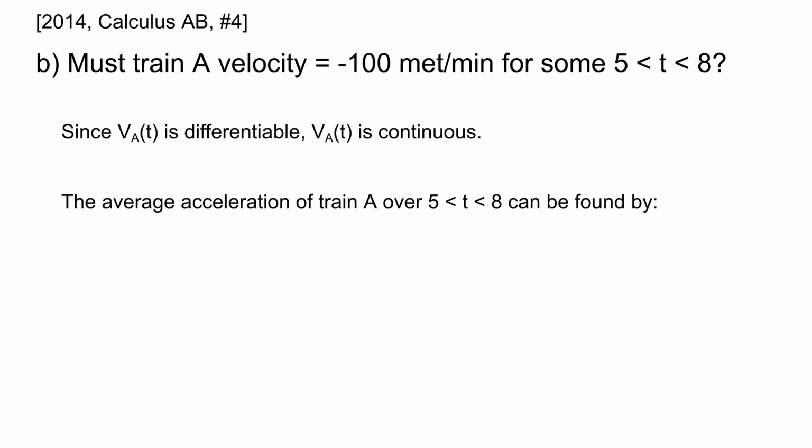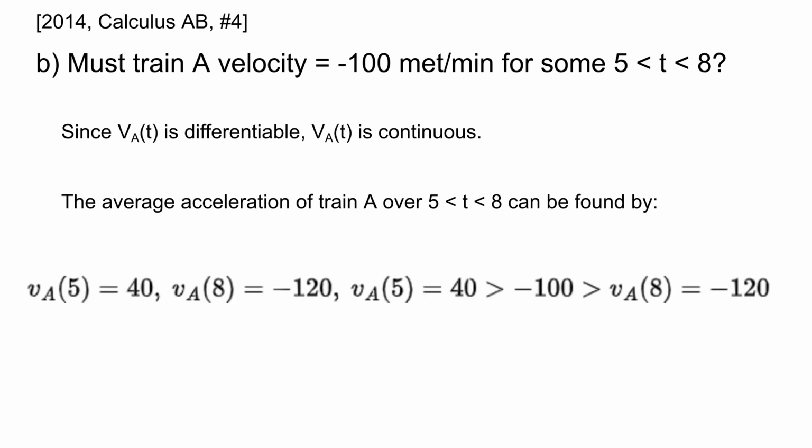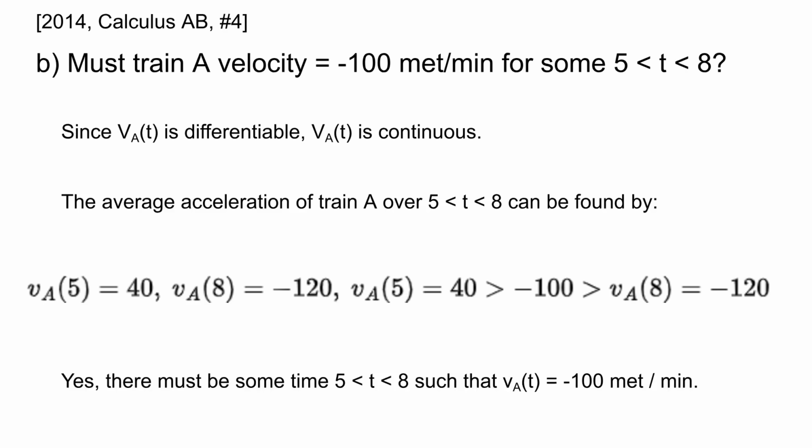We have v sub A of 5 equal to 40, v sub A of 8 equal to negative 120. Since negative 100 is between v sub A of 5 and v sub A of 8, there must be a value of t between 5 and 8 where the velocity of train A is negative 100 meters per minute.